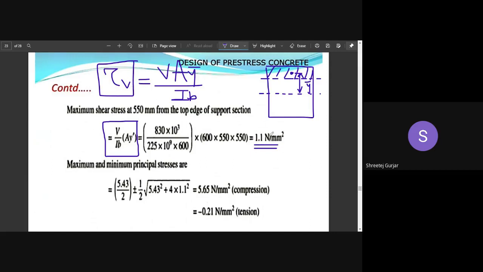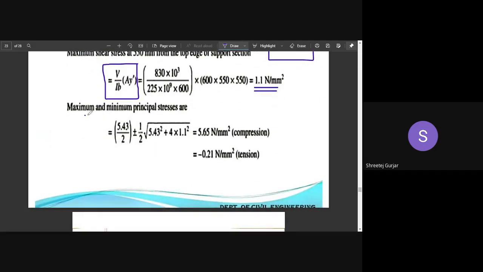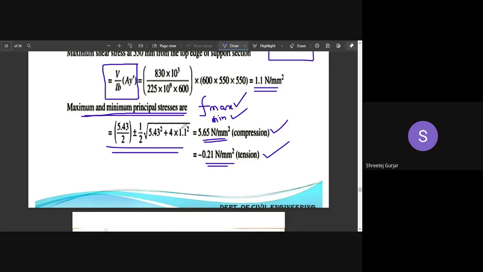Shear stress tau V is 1.1. Then we can easily substitute all the required things in the maximum and minimum principal stress formula, F max and F minimum, the formula we know. In that we can substitute, and we can calculate the maximum compressive and maximum tensile principal stresses, F max and F minimum. If it is positive, it is compression. If it is negative, it is tension. So this is what they have done. They have substituted here and found out F max and F minimum.